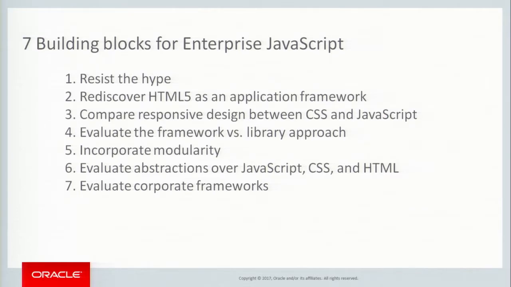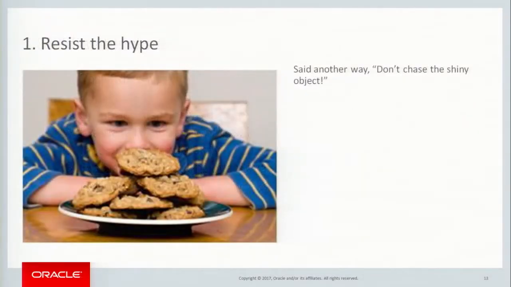The first thing when we look into the JavaScript space, the biggest thing to start with, is resisting the hype. Sometimes we call it don't chase that shiny object. There's always something new coming out from the JavaScript world. Every single week there's a new library, or some new thing you can do. And it's like, if my application can do that, that would be so cool. But the reality is that just because it can be done doesn't mean it should be done. There will be some scenarios where it doesn't make sense to do this type of thing.